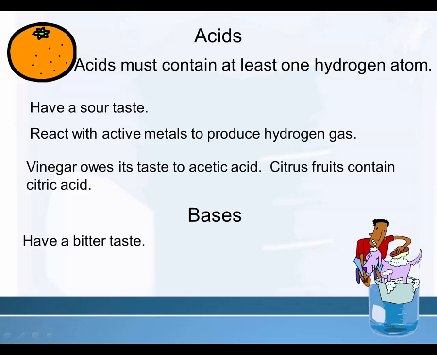Bases. Bases taste bitter as long as they're not poisonous. If they're poisonous, you shouldn't taste them. In theory, bases taste bitter, so before you die of poisoning, you would taste bitter. I'm not going to do that. All right. So bases also feel slippery. Hence, many soaps contain bases.